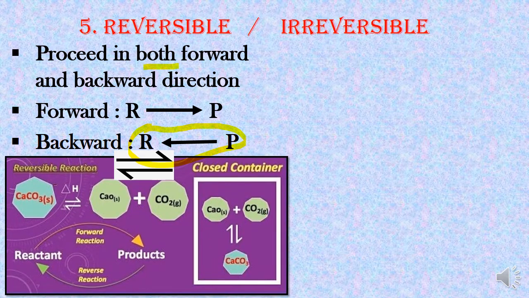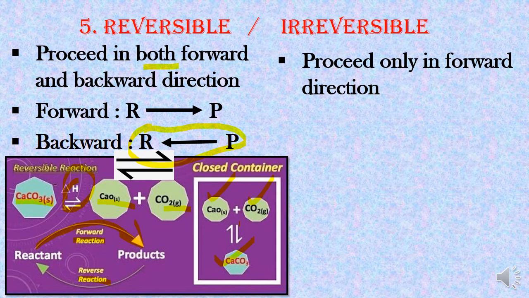For example, when calcium carbonate in the solid state is heated, it is broken down into calcium oxide, which is also present in the solid state, with the evolution of carbon dioxide gas. Here, the reactant, which is calcium carbonate, is converted into the products in the forward reaction, that is calcium oxide and carbon dioxide, and in the backward reaction, calcium oxide and carbon dioxide combine together to form calcium carbonate again. Okay, so this is an example of a reversible reaction.